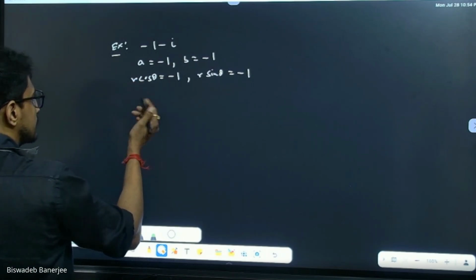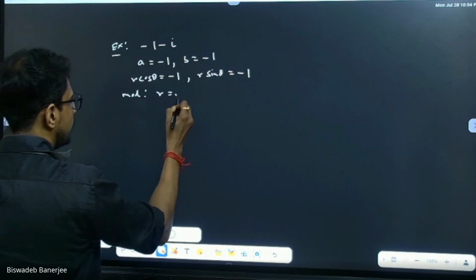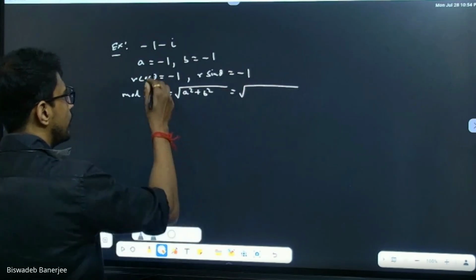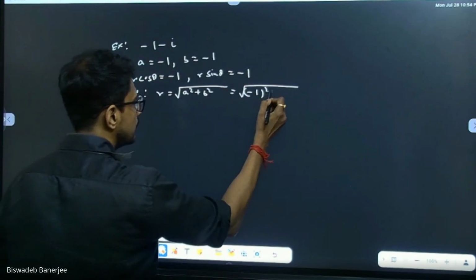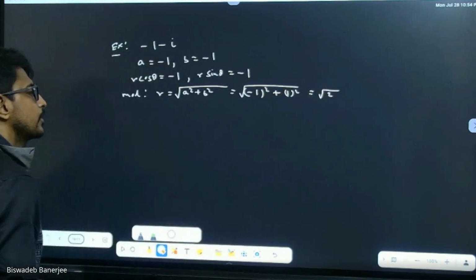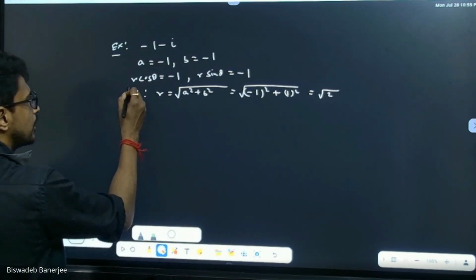So as we know, my modulus R will be root over a square plus b square. My a is minus 1, my b is 1, giving you again root 2. So my R is root 2. Putting it here.